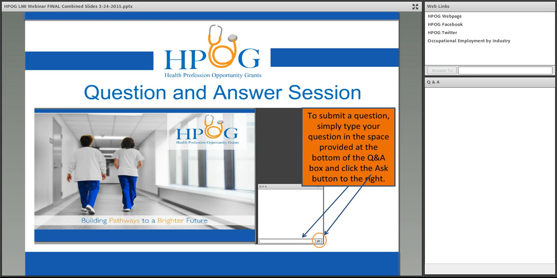Another question that came through: do you have any tips for using LMI as effective employer engagement strategies that help align job training opportunities with the available jobs?